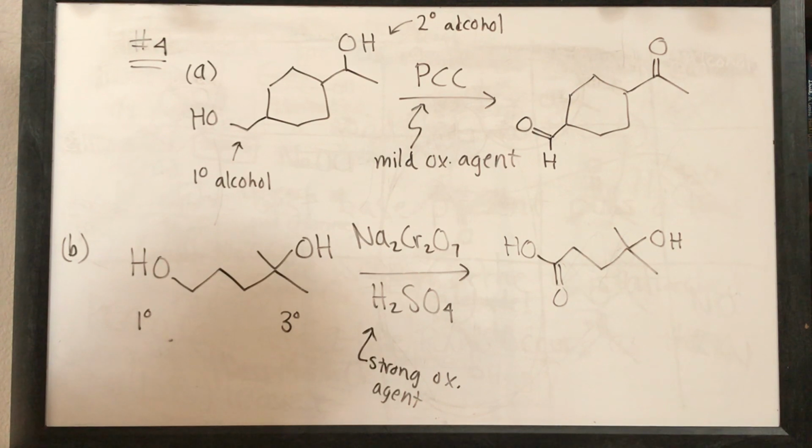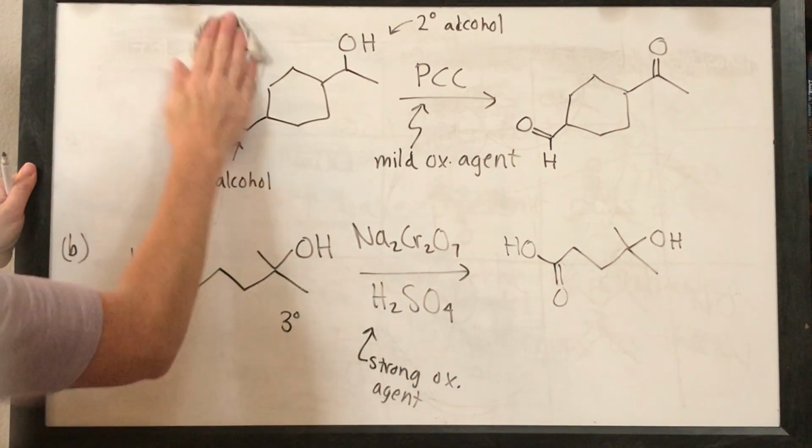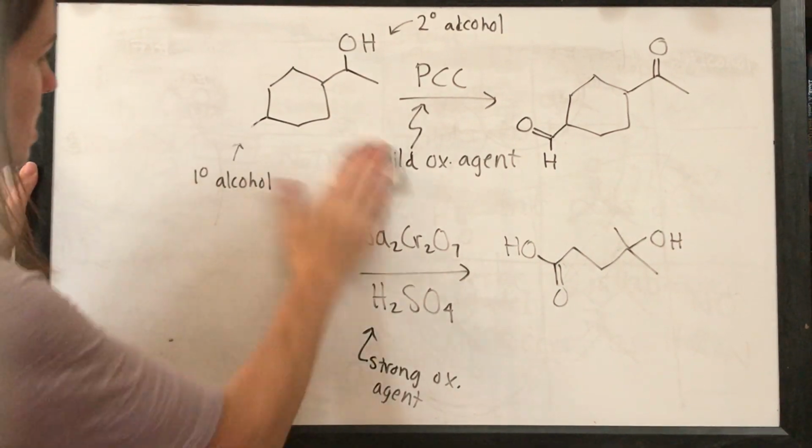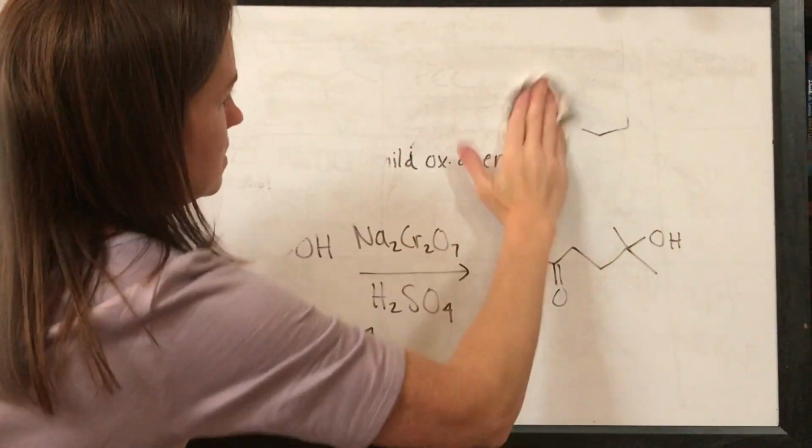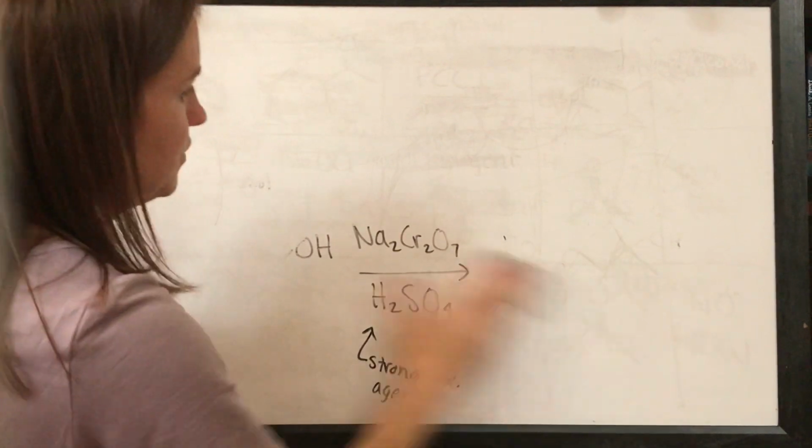Okay, if you haven't done number 5 yet, maybe pause the video again, take a few minutes and see if you can figure out number 5. We're now incorporating oxidation and reduction reactions into our synthesis problems. So while you do that, I'm going to erase my screen here and get set up for number 5.